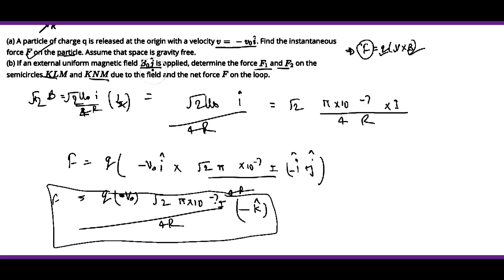अब इसमें दे रखा है कि एक एक्सटर्नल मैग्नेटिक फील्ड है B₀ ĵ k, यानी जो ये मैग्नेटिक फील्ड था हमारे पास, इसमें एक B₀ मैग्नेटिक फील्ड और आ गया। Determine the force F1 and F2 on the semicircle KLM and KNM due to field and the net force.